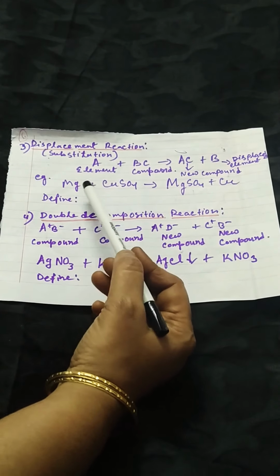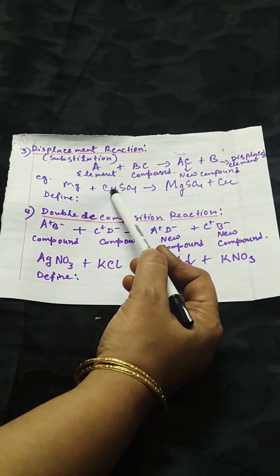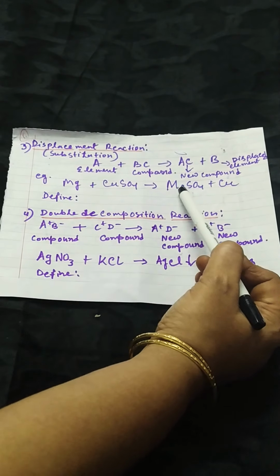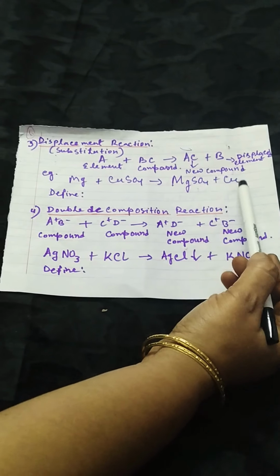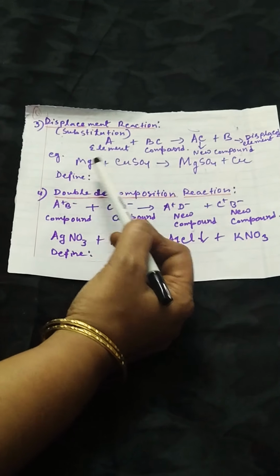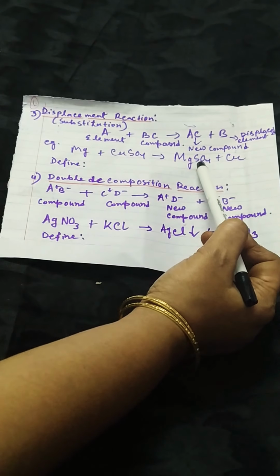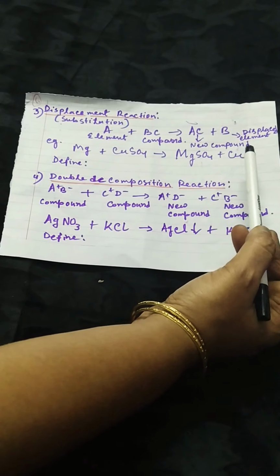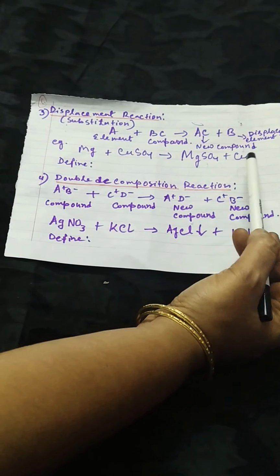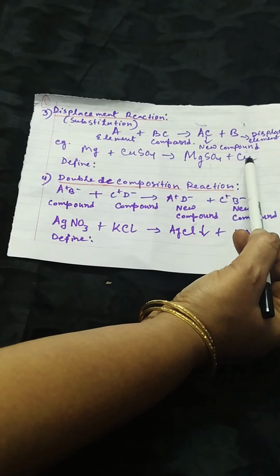For example, magnesium when it reacts with copper sulfate gives magnesium sulfate plus copper. Here magnesium is displacing copper from copper sulfate to give us magnesium sulfate, and copper is formed as a displaced element.